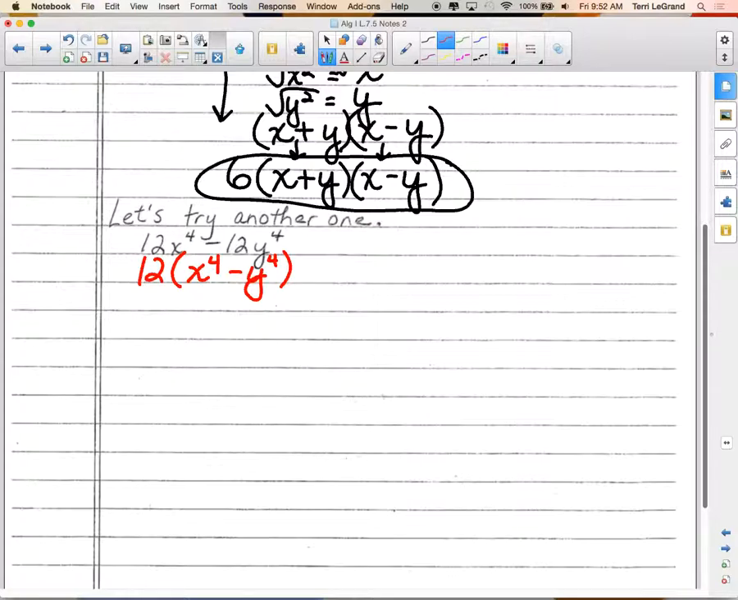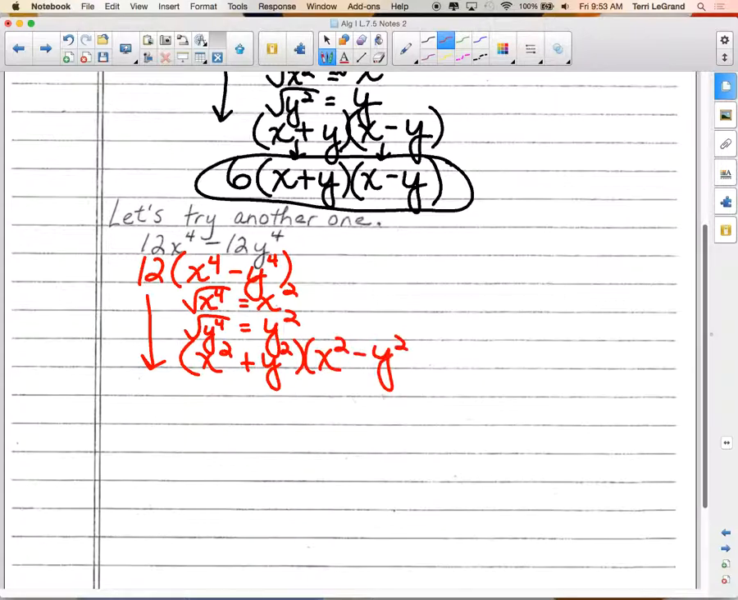Is that x to the 4th minus y to the 4th a special product? Yes. Okay, that means we're going to keep factoring. So I'm going to arrow down that 12. The square root of x to the 4th is x squared, and the square root of y to the 4th is y squared. What are the binomial factors then? x squared plus y squared and x squared minus y squared. And I bet you think we're done.